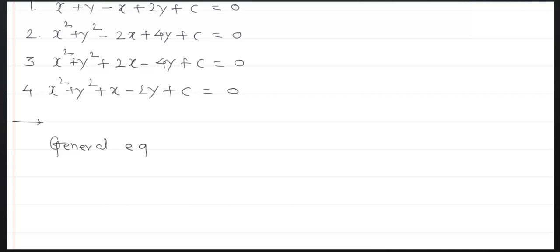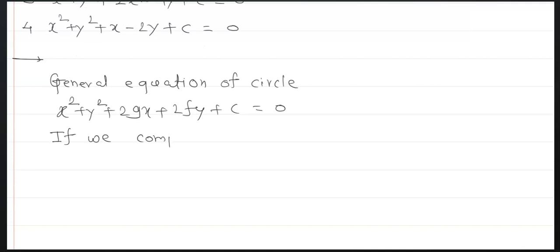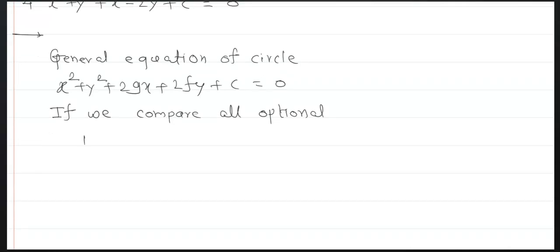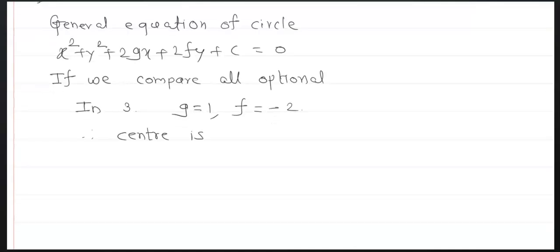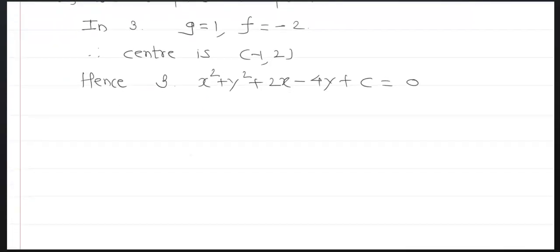And here the general equation of the circle is x square plus y square plus 2gx plus 2fy plus c is equal to 0. If we compare all the options, in option 3, g is equal to 1, f is minus 2, and therefore the center is (-1, 2), and hence option 3 is the correct one: x square plus y square plus 2x minus 4y plus c is equal to 0.